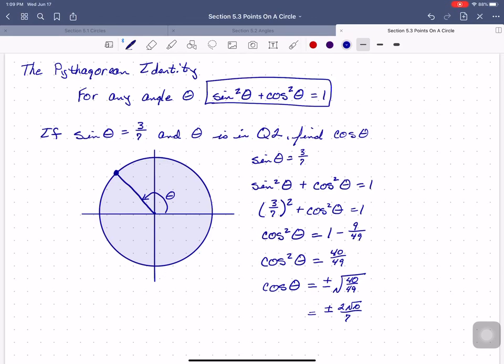Okay, so which one do I want? Do I want the positive or the negative? Well, I'm looking at cosine, and I know my angle is in the second quadrant. So in the second quadrant, cosine is negative. So I want the negative. And this is my answer.